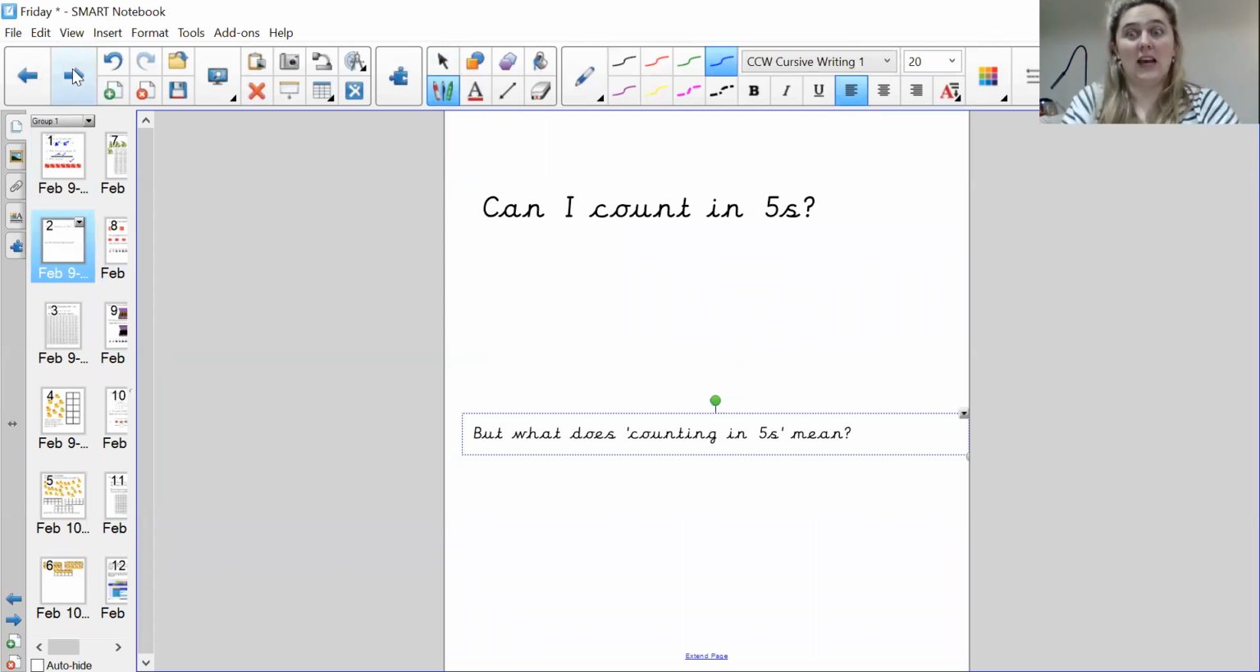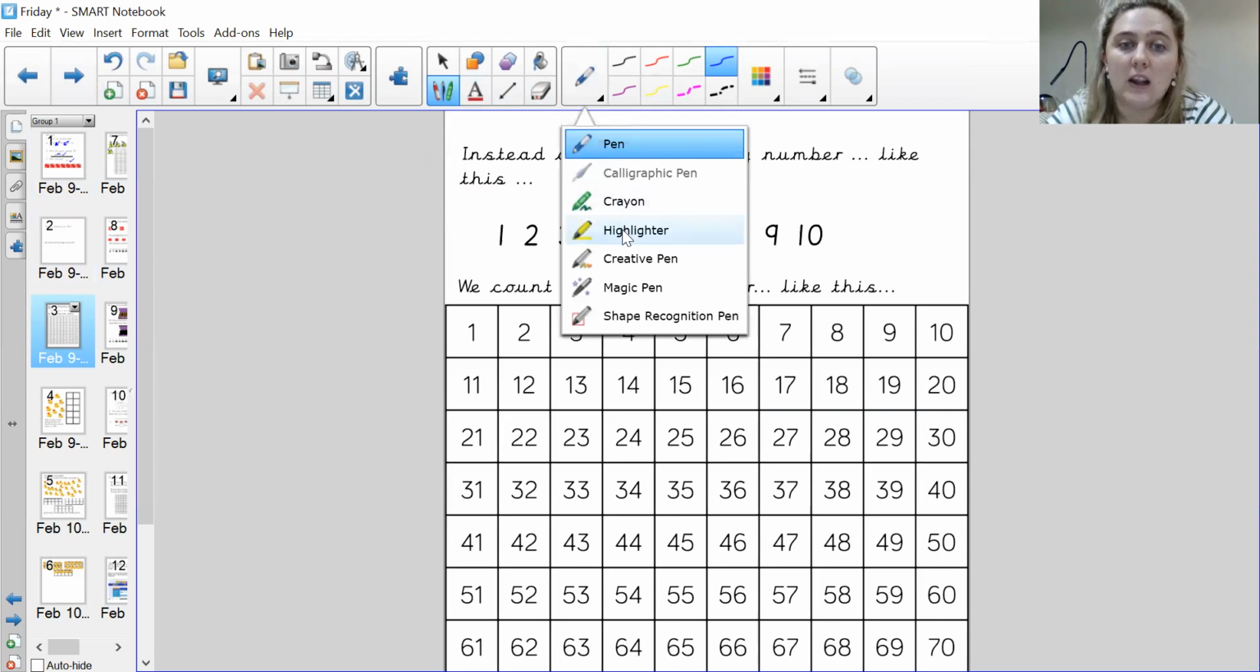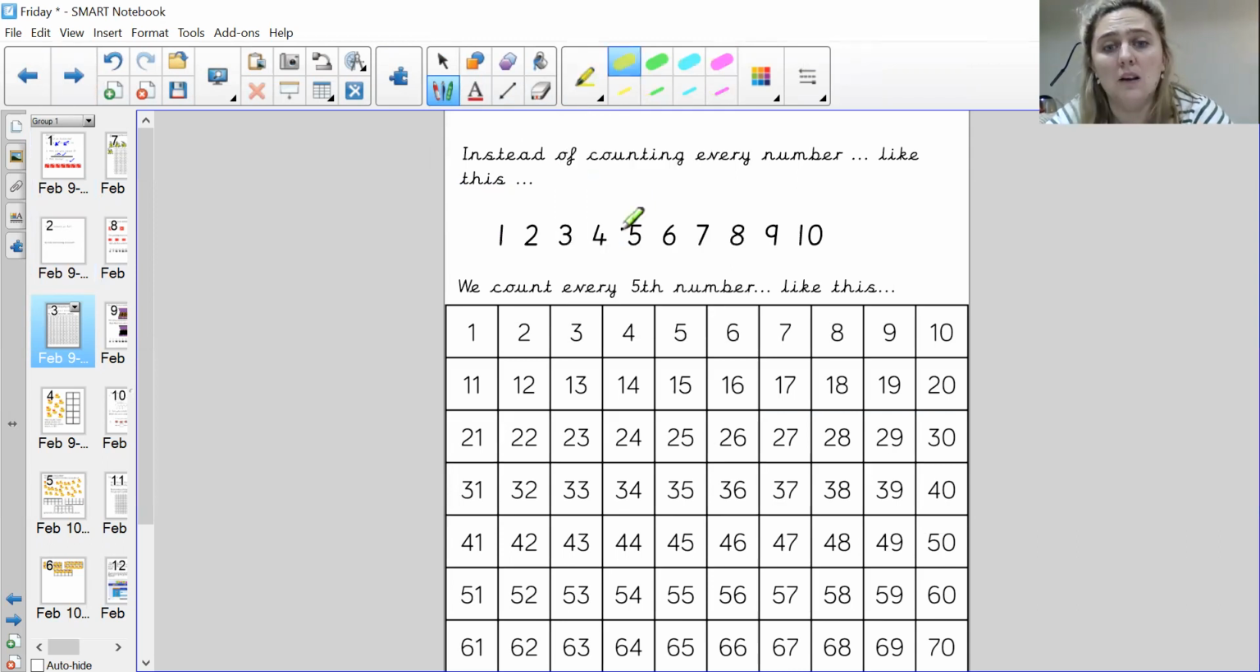Okay, our learning objective today is, can I count in 5s? Fantastic. But what does counting in 5s mean? So, same as yesterday, instead of counting every number like this, 1, 2, 3, 4, 5, 6, 7, 8, 9, 10, 11, and so on, we count every 5th number like this.